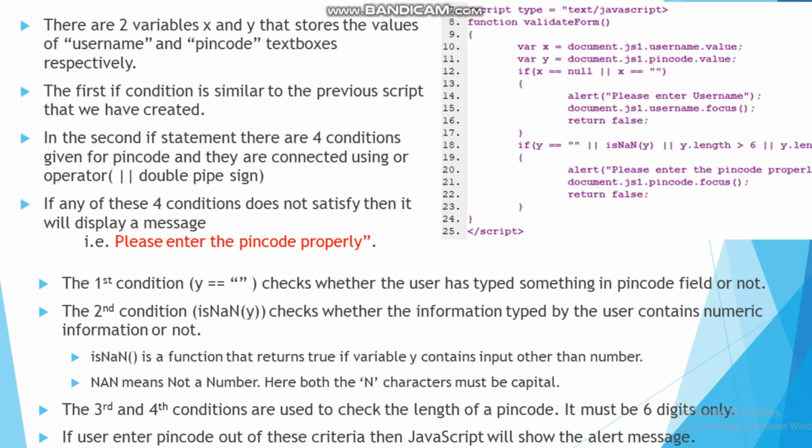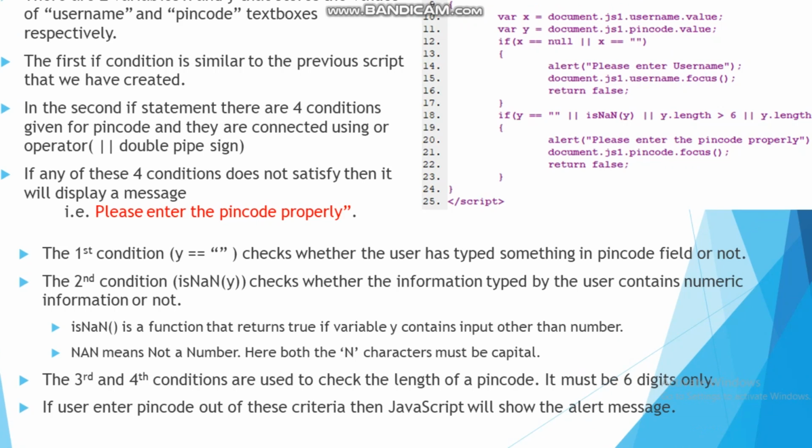The third and fourth conditions are used to check the length of a pin code. You know very well, a pin code must be of 6 digits only. So if the user enters a pin code out of this criteria, then JavaScript will show the alert message. Only 6 digits are allowed in a pin code due to this condition.